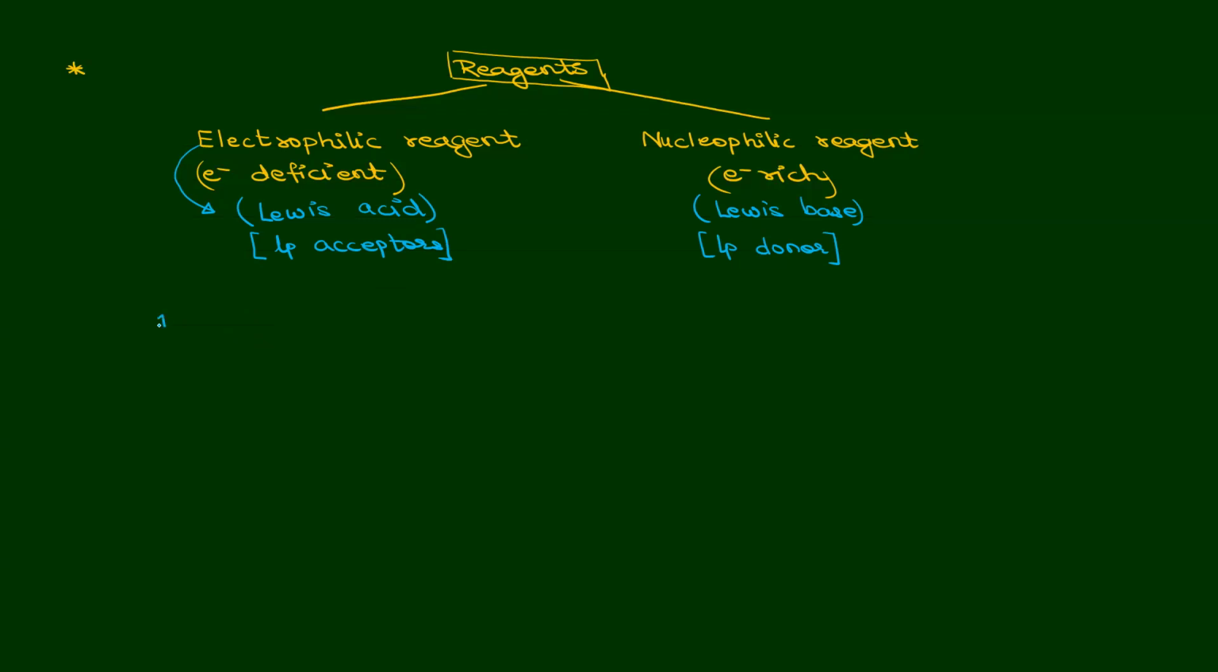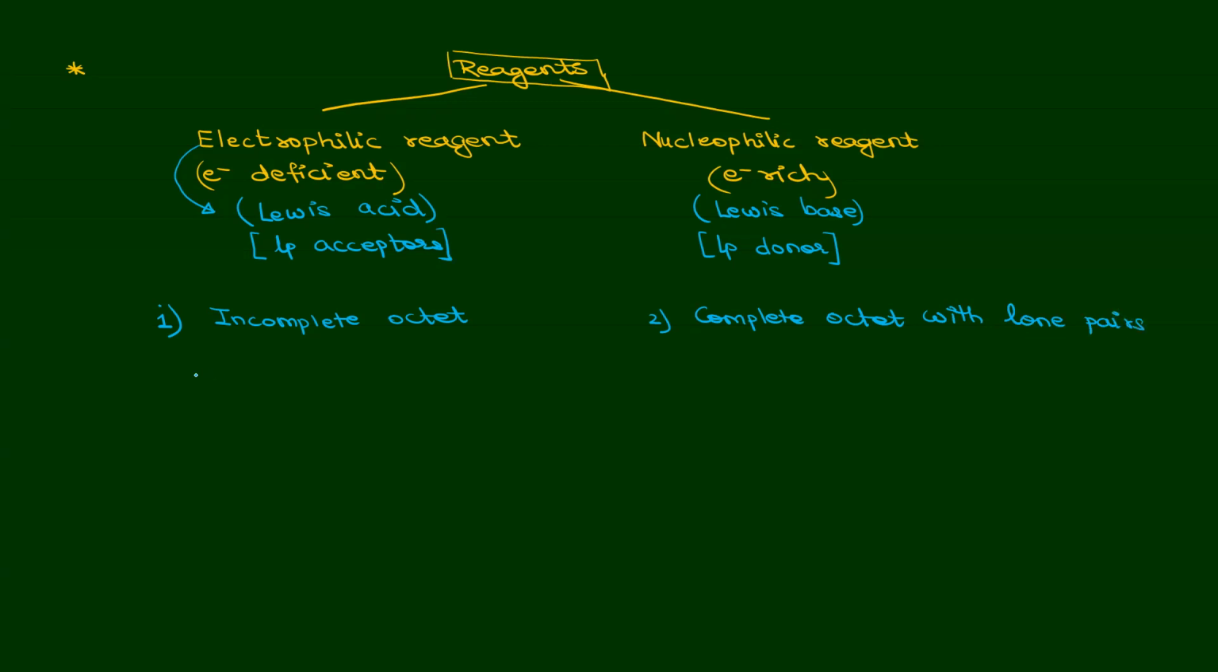Now, under electrophilic reagents, what would be the examples? The examples would be incomplete octet molecules. Of course, the species whose octet is not complete would always be in search of electrons and they will be electron deficient, the electrophiles. And on the other end, the species which have their octet complete but with extra pairs of electrons which are unshared, meaning with lone pairs, would be classified into nucleophilic reagents or nucleophiles.